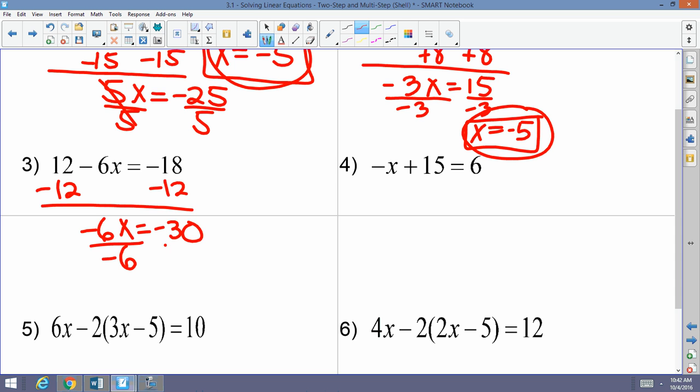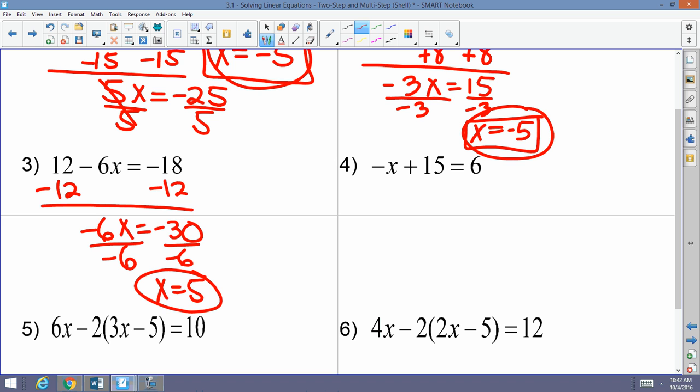Yep, divide by negative 6. Thank you, sir. And x will equal 5. Very good. You can always plug this variable back in, by the way, and check your answer. If you have time left over on a test or a quiz or an SAT, and you have equations that you solved, you can always go ahead, plug them back in, and make sure that it works.